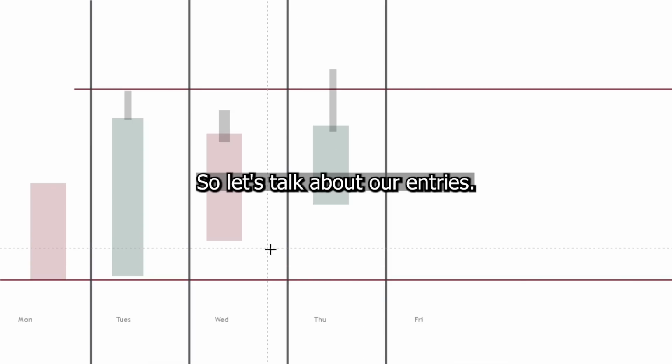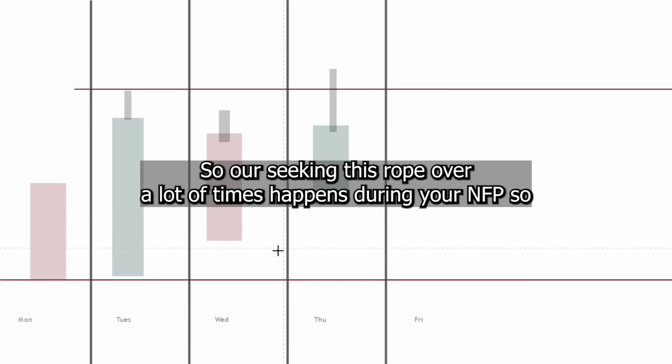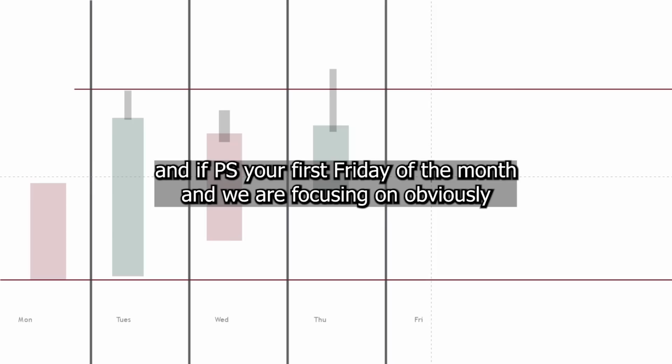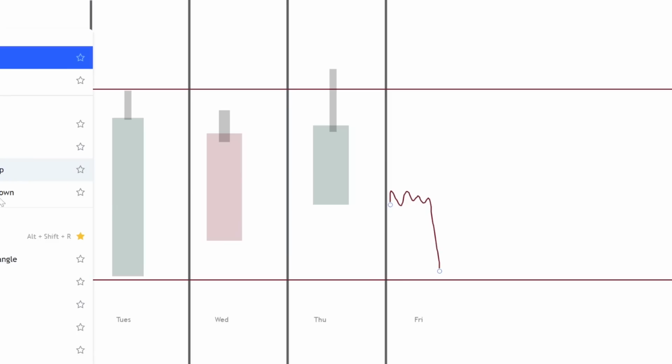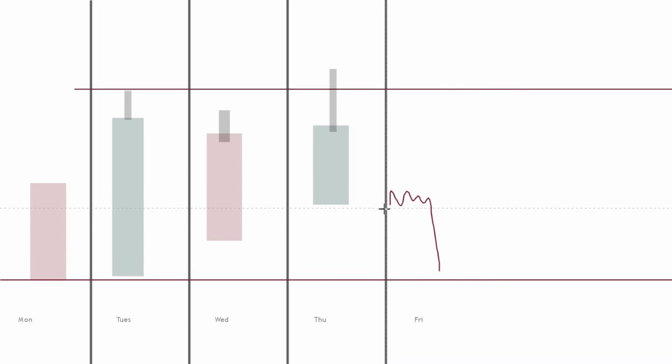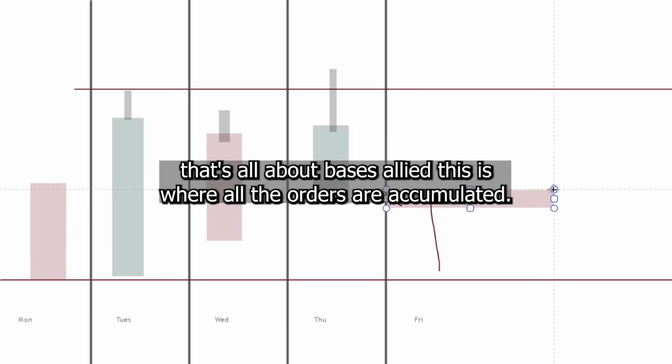So let's talk about our entries. So our seek and destroy profile a lot of times happens during your NFP. So NFP is your first Friday of the month, and we are focusing on obviously the Friday push. So a lot of times your NFP starts off as a consolidation and then shows a strong move. This consolidation here is your base. Now I talk about bases a lot. This is where all the orders are accumulated.